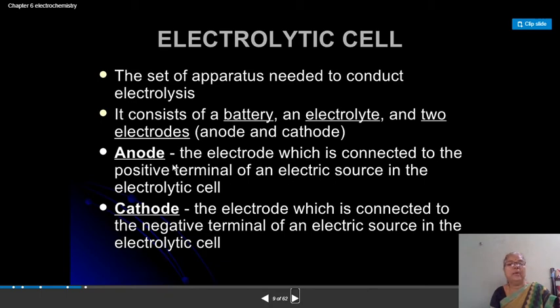Remember well, anode is the electrode which is connected to the positive terminal of an electric source in the electrolytic cell, and cathode is the electrode which is connected to the negative terminal of an electric source in the electrolytic cell. And when we have a battery, two electrodes, and one electrolyte solution, all in one apparatus, that is our electrolytic cell.